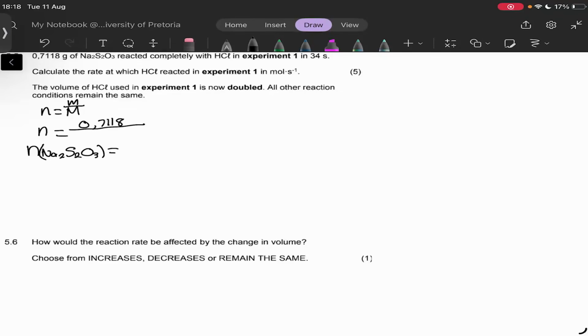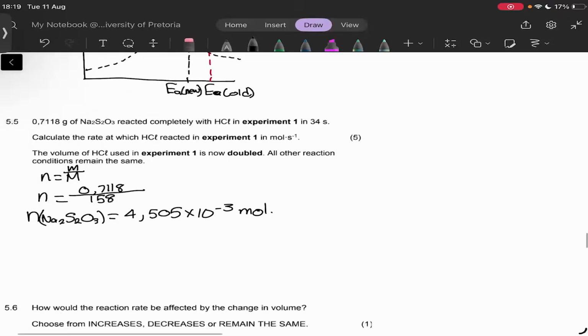Yes, we have an answer. It is 158 grams per mole. So I substitute that in, and now to get the moles of sodium thiosulfate, I will have 4.505 times 10 to the power of -3 moles. Great. From here, I want to now get the moles of hydrochloric acid.